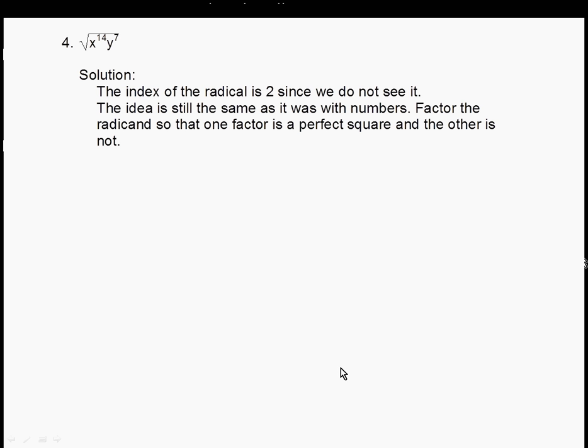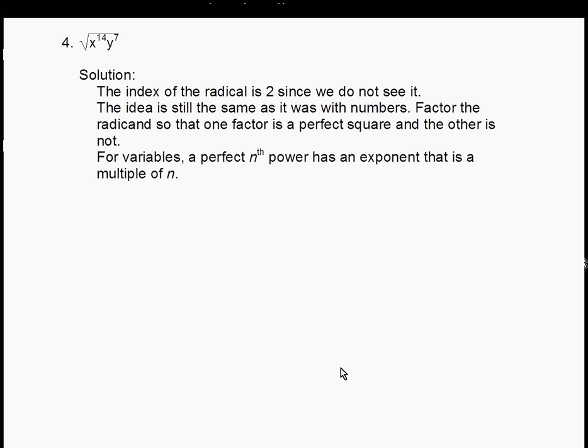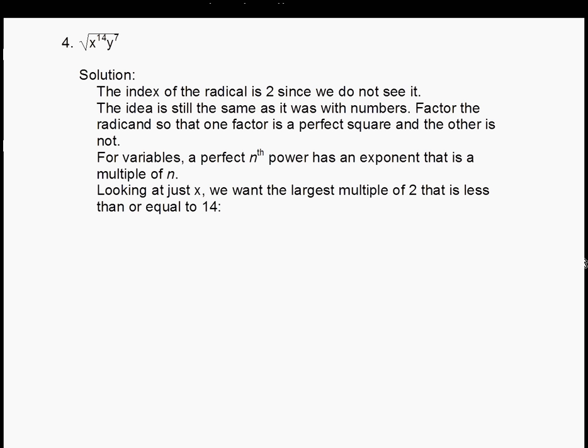The idea is still the same as it was with numbers. Factor the radicand so that one factor is a perfect square and the other is not. For variables, a perfect nth power has an exponent that is a multiple of n. So remember, our n is 2. So looking at just x, we want the largest multiple of 2 that is less than or equal to 14. Okay, 14 is a multiple of 2. So far, this is our perfect square root.